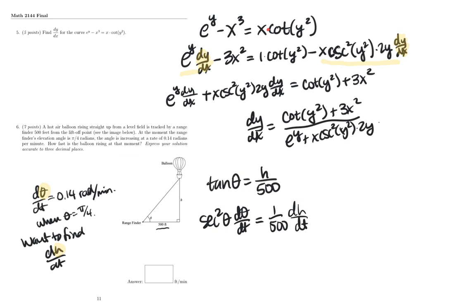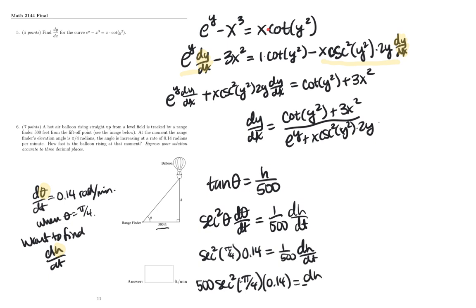Okay, and now what I want to do is plug in the values that I have. So that'll be secant squared of pi over 4. D theta dt I know is 0.14, and that equals 1 over 500 dH dt. So that gives me 500 secant squared pi over 4 times 0.14 is our dH dt.